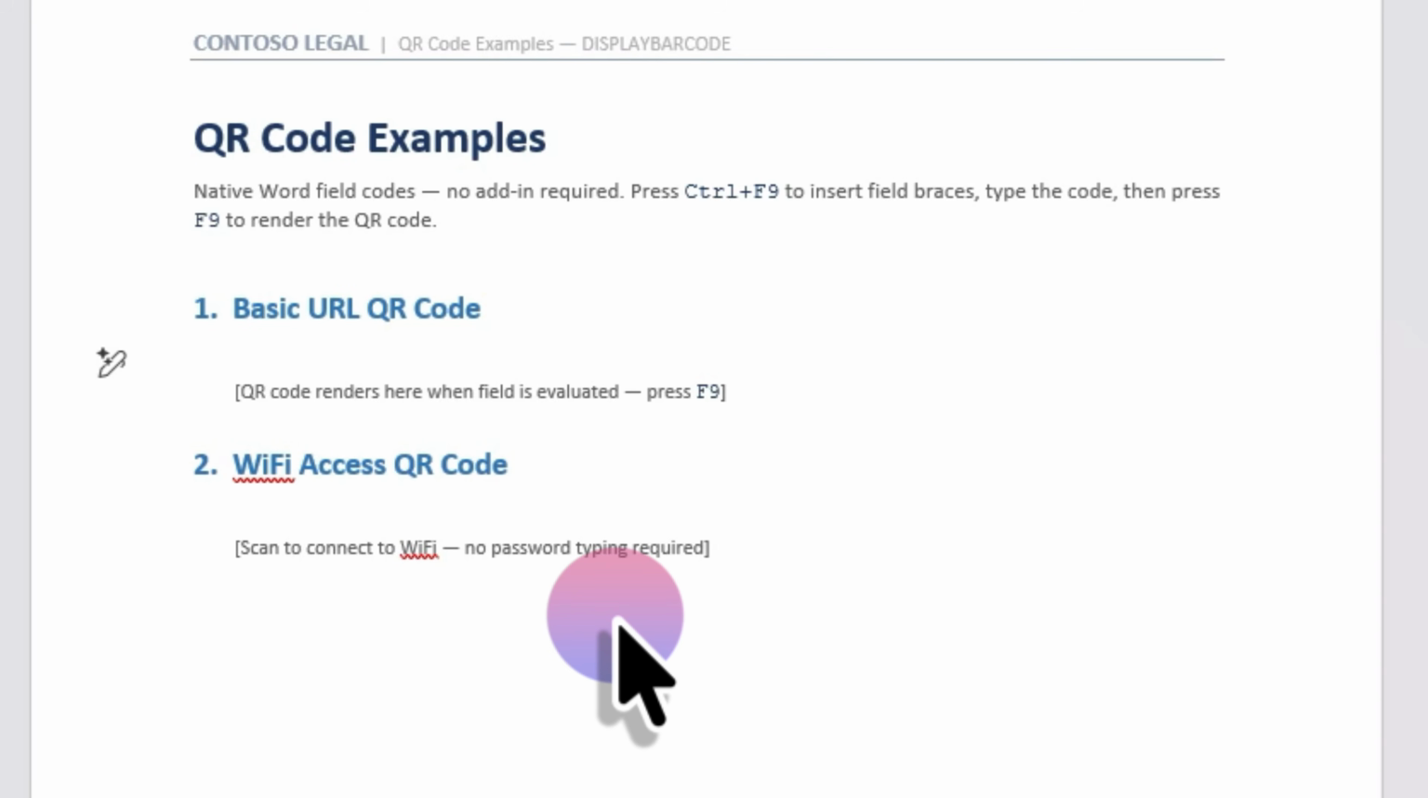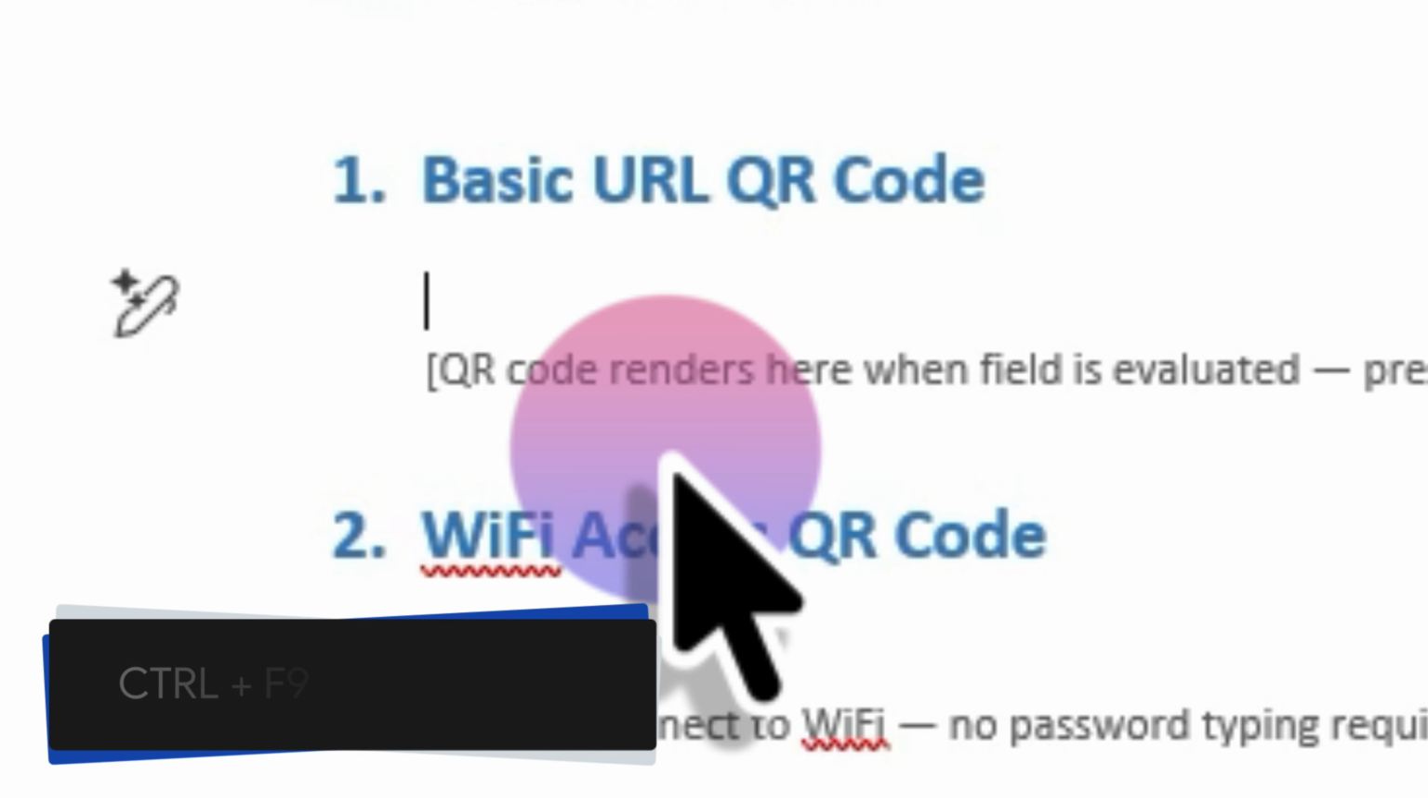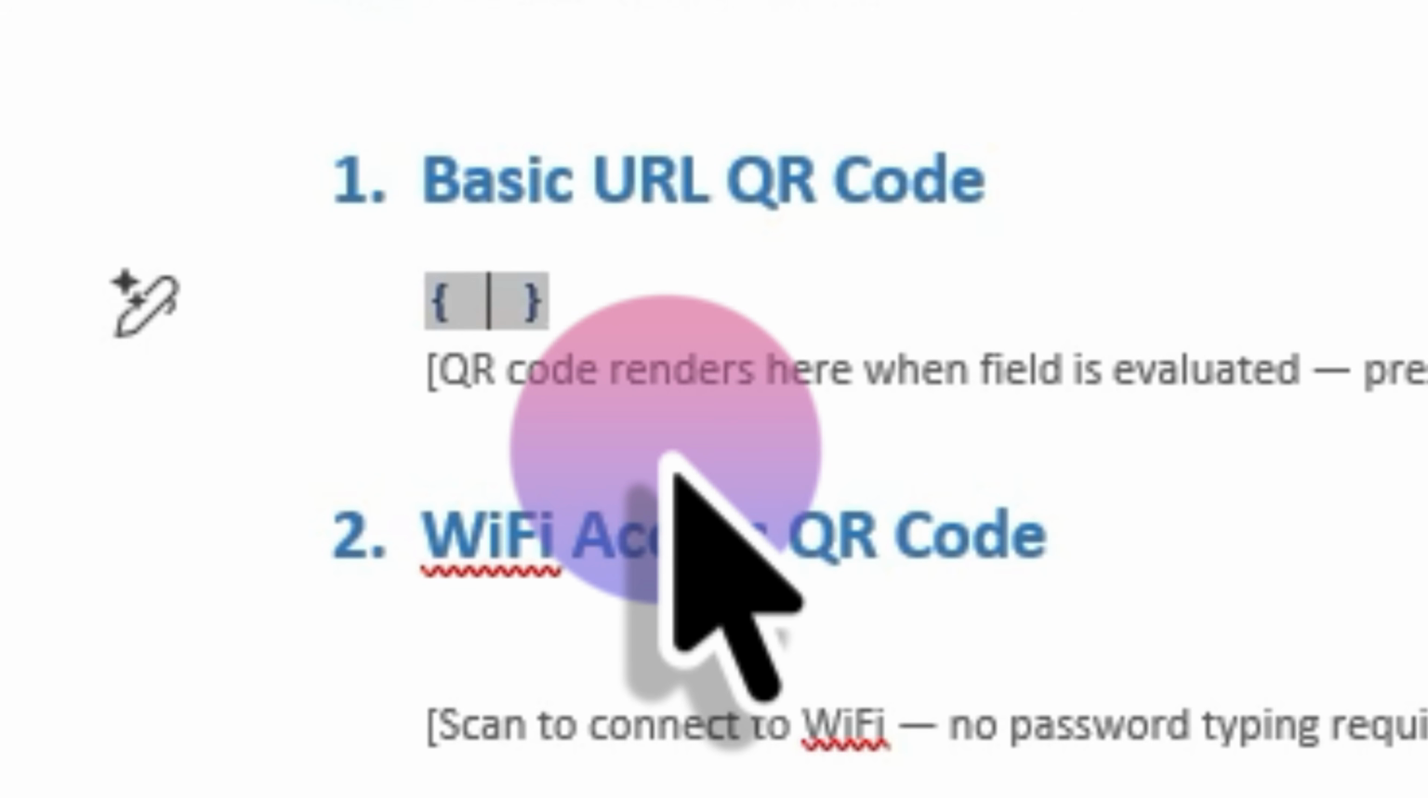Before we jump in, there's one critical concept to understand, and it's also the reason most people never find any of this. Field codes use a special type of curly brace, and you can't type them from the keyboard. The open and closed curly brace keys on your keyboard produce plain text characters that Word just simply ignores. To get the special shaded braces that Word actually recognizes as a field, you need to press Ctrl plus F9 or Command plus F9 on macOS.